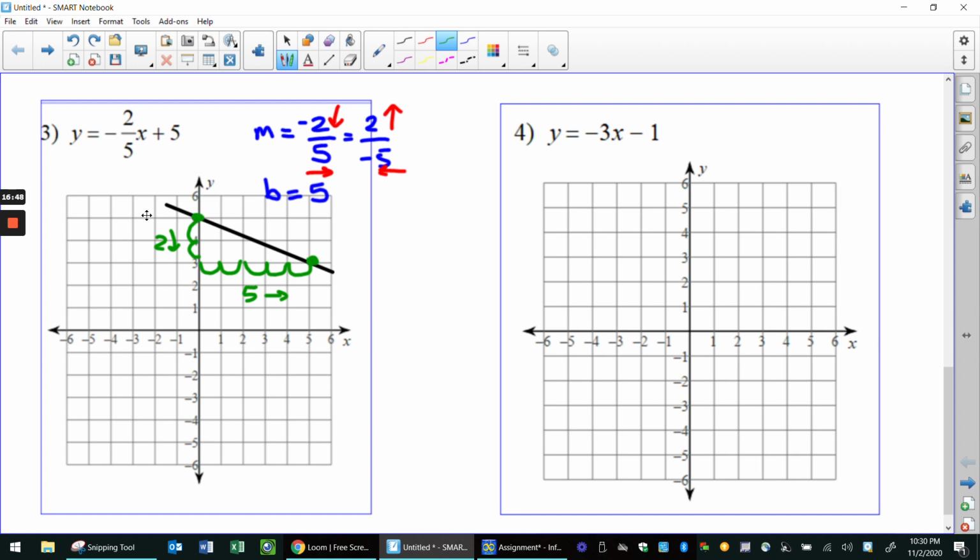Okay, let's go to the next problem here. Problem number 4. Y is equal to negative 3x minus 1. There's a minus 1 there, so it's a little tricky. Go ahead and graph that yourselves. Let's see how you do.